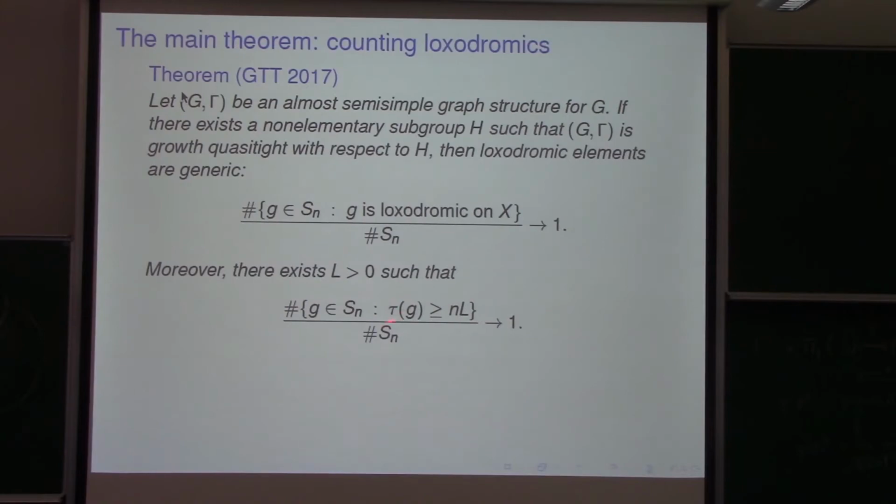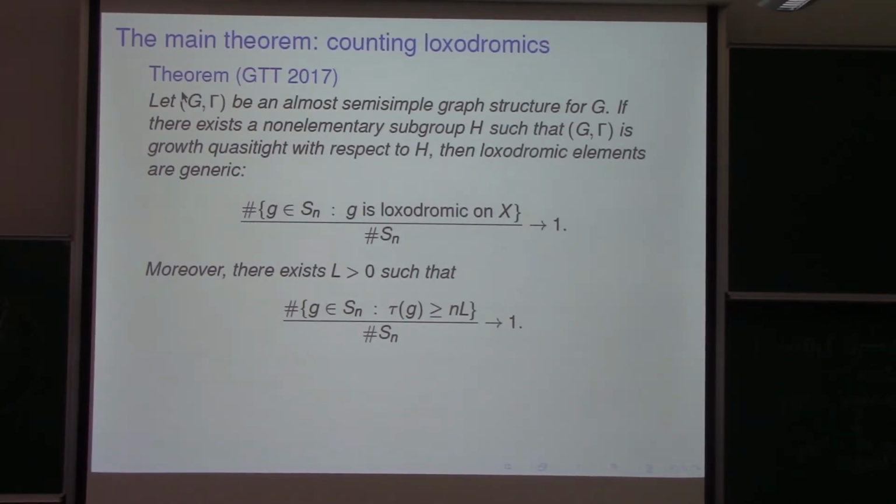such that if you count the number of elements of length n in this graph with translation length at least n times L, this is full density. So of course, the second one implies the first one because L is positive. So if tau of g is bigger than n times L, it's bigger than 0. But this is kind of uniform.